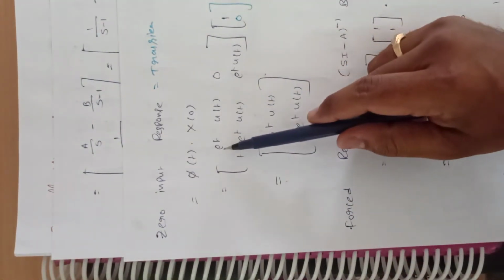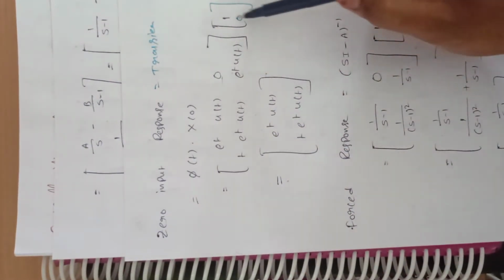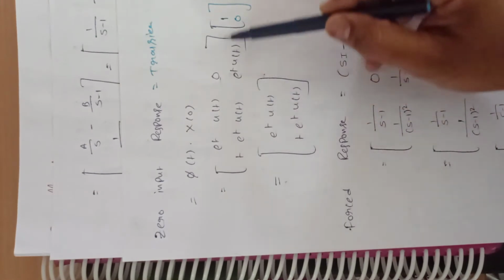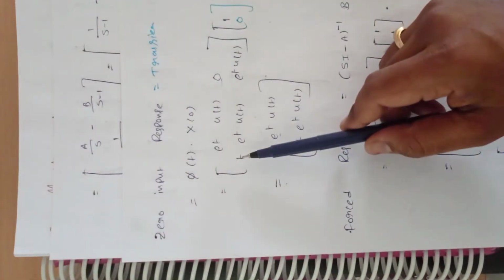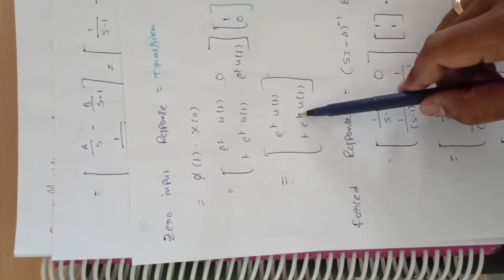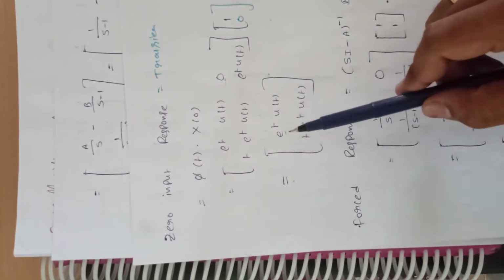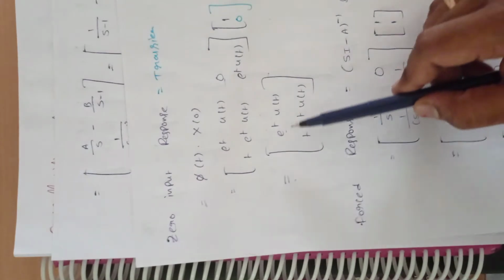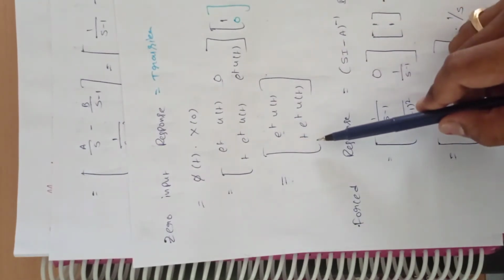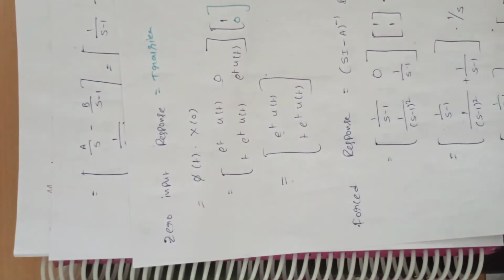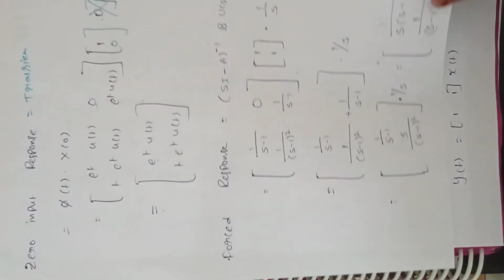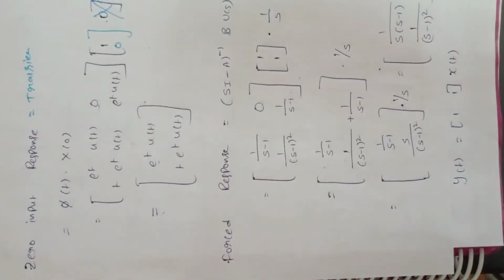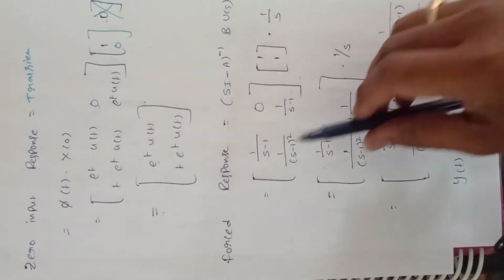This one multiplied with this one, e power t into u of t into 1 0 into 0, you will receive e power t into u of t, and also this one multiply చేస్తే final transmission matrix was or zero input response was e power t into u of t and t into e power t into u of t. కానీ టైమ్ డొమైన్ ఈక్వేషన్ అంటే ఒక పాలినామియల్ కదా మనకు రావాలి. సో అది ఎలాగో చూద్దాం. ఒక మన టైమ్ డొమైన్ ఈక్వేషన్ అంటే మనకు ఒక పాలినామియల్ రావాలి, అదేంటో చూద్దాం.